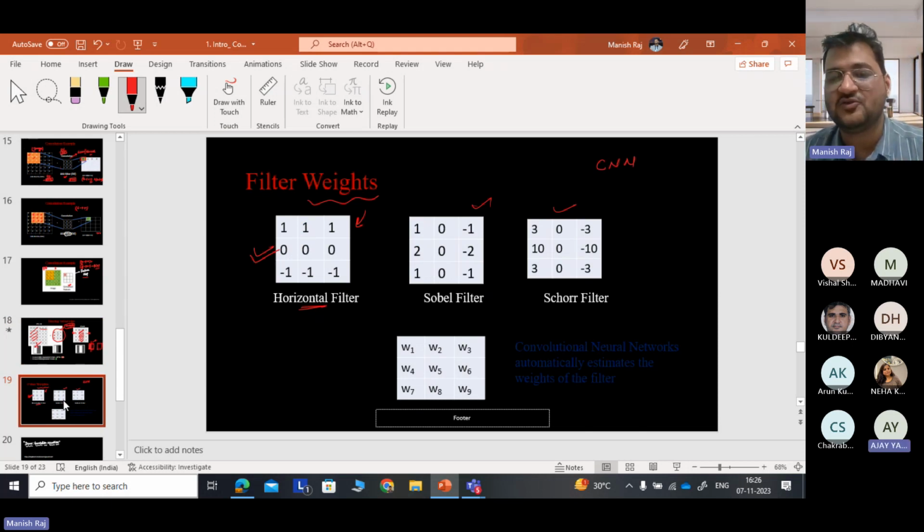Okay, these filters you can use to find out the horizontal thing or vertical things. Also, you will find 100 or 1,000 filters. But the beauty of the CNN is this: you start like a weight matrix. You can put any value here, and you will get different types of things. So you can update the values.